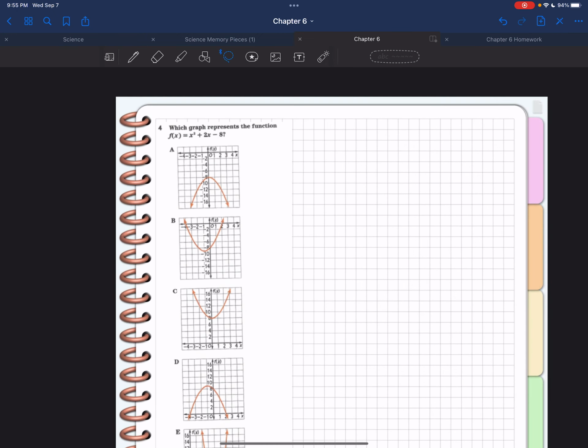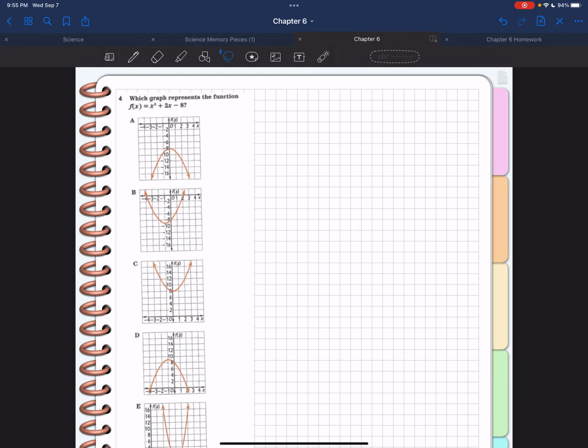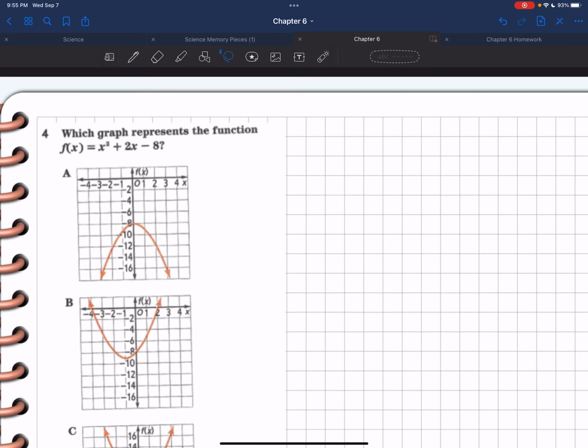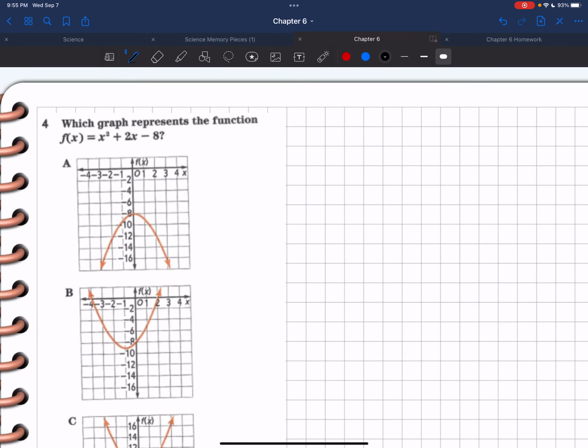Here is number 4. Which graph represents the function that they've given me? So I'm going to write this function down over here. F of x equals x to the second power plus 2x minus 8. I love this question, and you will too, I think.